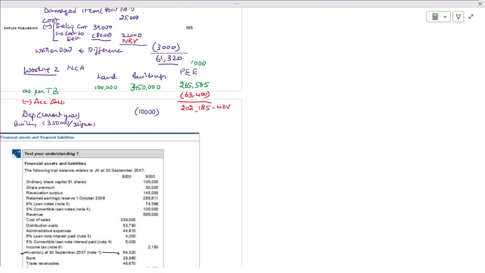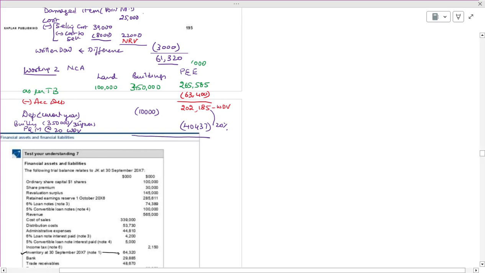Next is plant and machinery, at the rate of 20% on the reducing balance value. How much is the reducing balance value? 202,185. 20% of that, how much will we get? $40,437. Once class is over, you do this. That's very important.